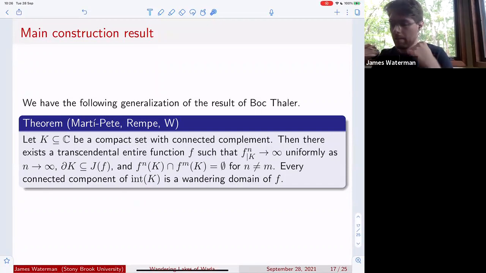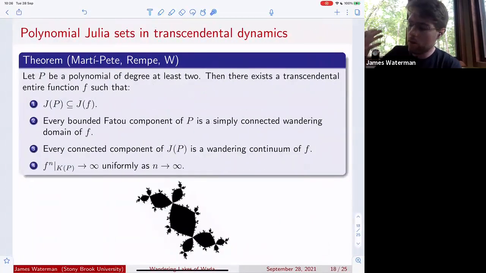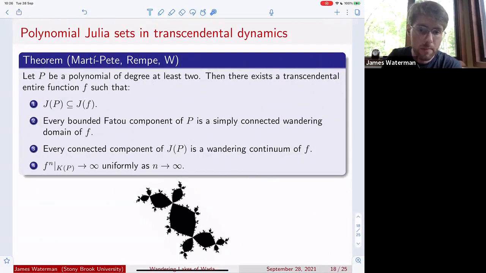So basically, you give your favorite compact set with connected complement, whatever it is, and then there exists a transcendental entire function for which the boundary of this compact set is a subset of the Julia set, and it's a wandering compact set for which all of the interior connected components are simply connected wandering domains. So in particular, this gives us a nice little corollary, which is that we can apply this to, say, polynomial Julia sets.